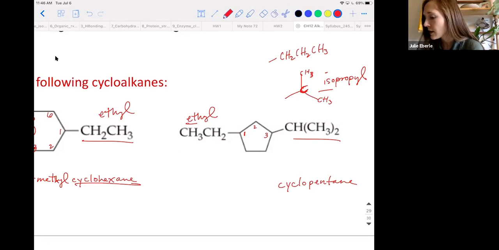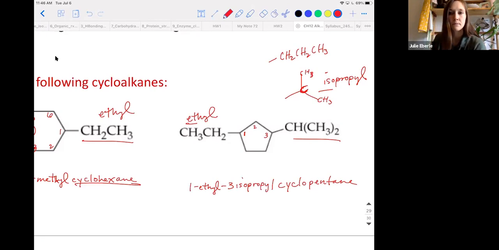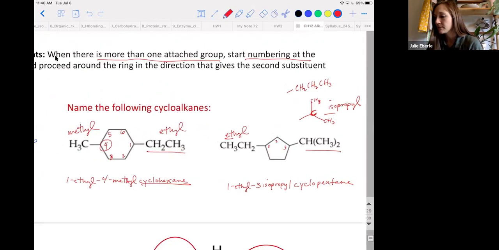So we put this all together now. We're gonna get 1-ethyl, 3-isopropyl, cyclopentane. Okay.